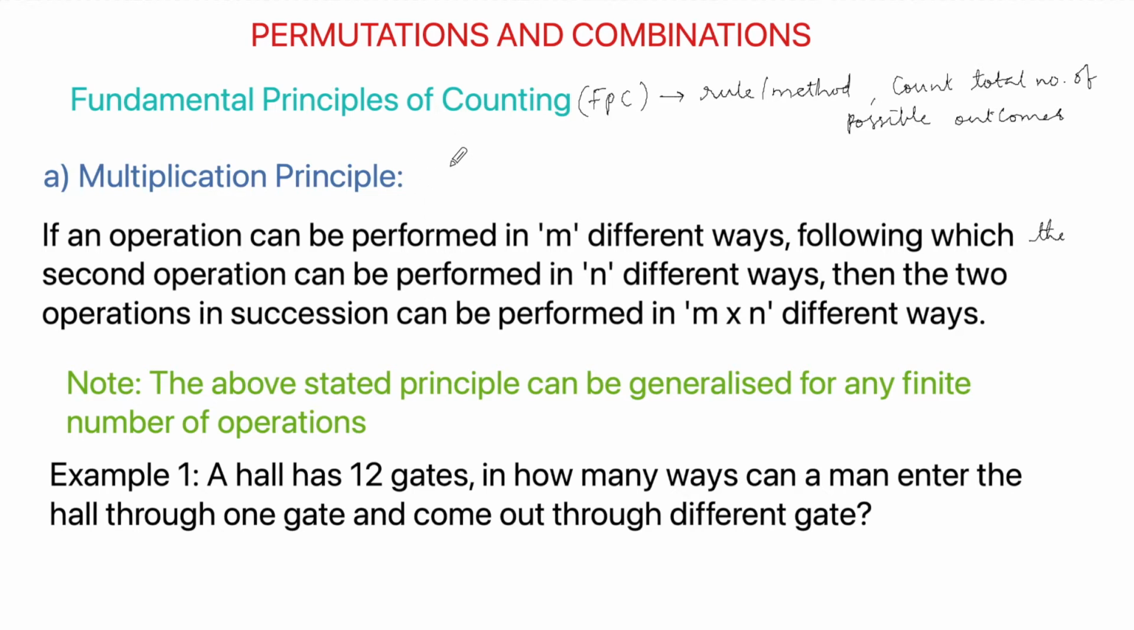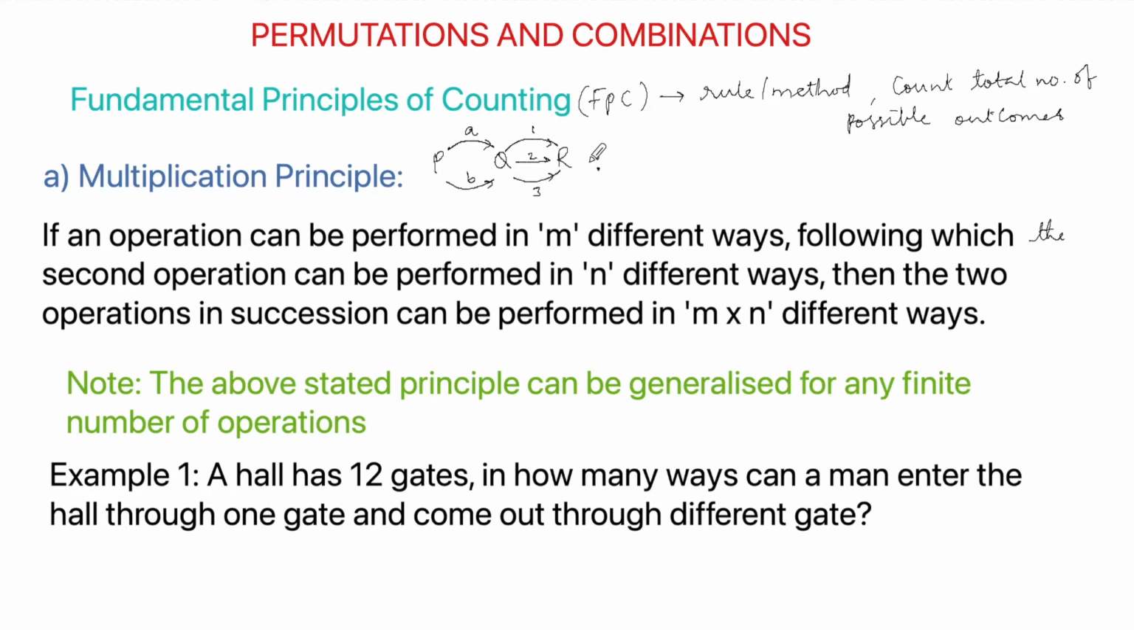Let us study this definition with an example. Suppose a person has to travel from P to R via Q, in which the first operation, traveling from P to Q, can be done in two ways. Let us take this as A and say this is B. And from Q to R can be done in three ways. Say this is one, second, and third. Means from P to Q he can travel in two different ways, either through A or B, and again from Q to R he can travel in three different possible ways, that is through one or two or three. So the total number of possible outcomes are the possible number of ways in which he can perform these two operations.